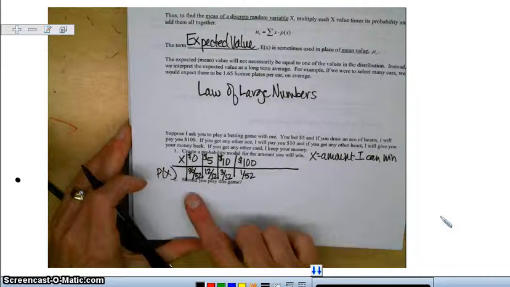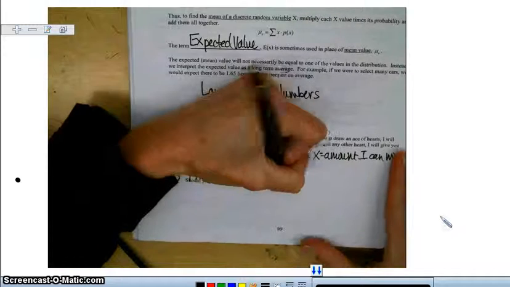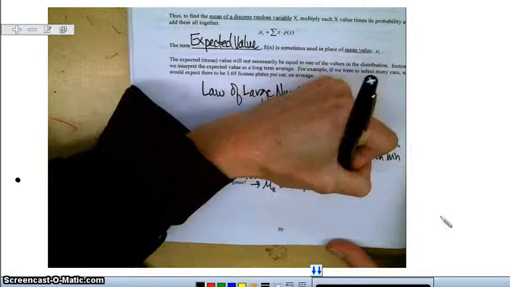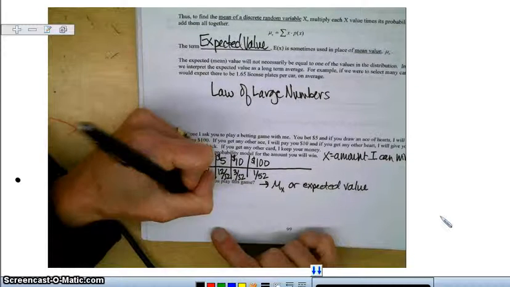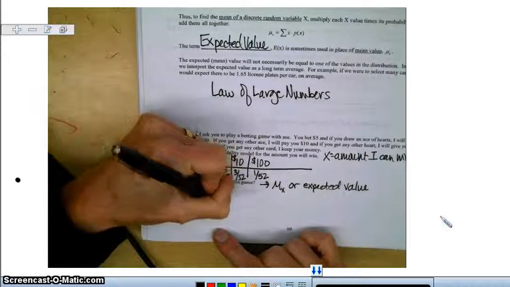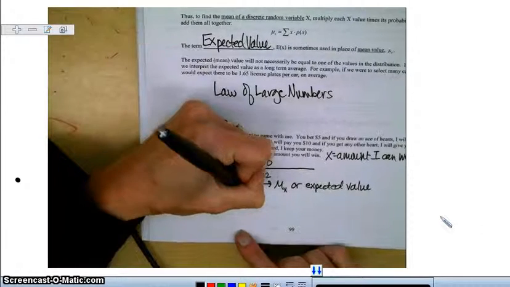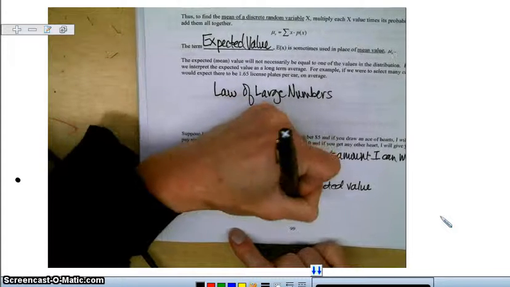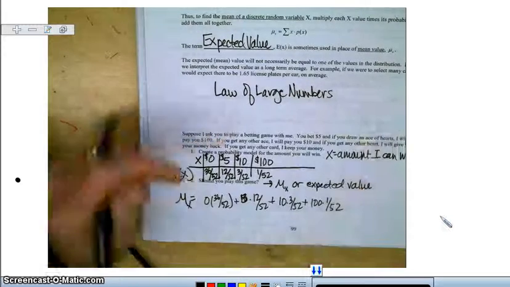And now we would like to answer the question, should I play this game? To answer the question, should I play this game, we would like to find the mean or expected value. How much do you expect to win should you play? So the mean of x, mu of x, we take every x value times its probability and add them up. So every x value, that should be 5, times its probability, 12 out of 52, plus the x value of 10 times its probability, 3 out of 52, plus 100 times 1 out of 52, and we just add those up.